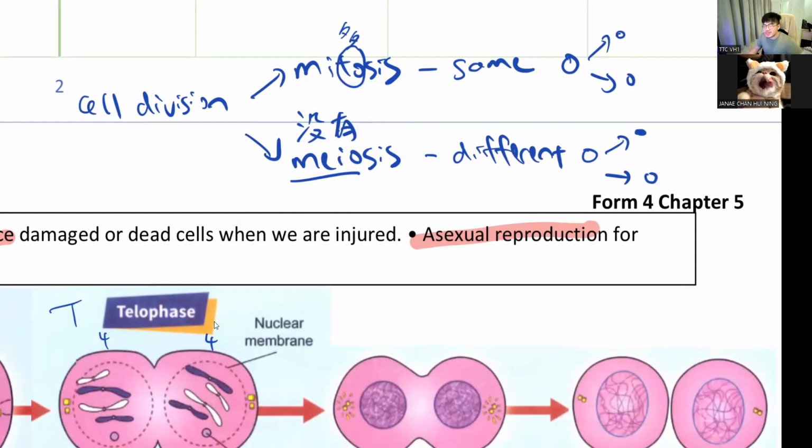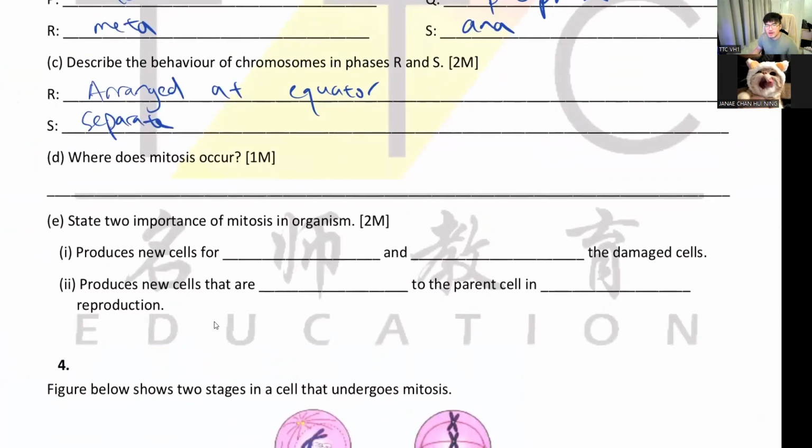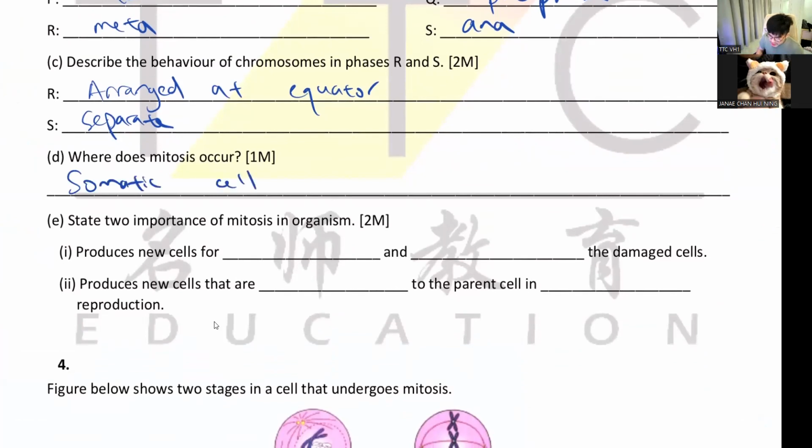Mitosis is everywhere else. Everywhere in your body. Your brain cell, skin cell, muscle cell, bone cell, nerve cell, red blood cell, white blood cell, whatever cell will do mitosis. Okay, because they all look the same, right? So how do we call those cells? Your testes and ovary, we call it reproductive cell, because it's for reproduction. The rest of the cells, we call it somatic cell.